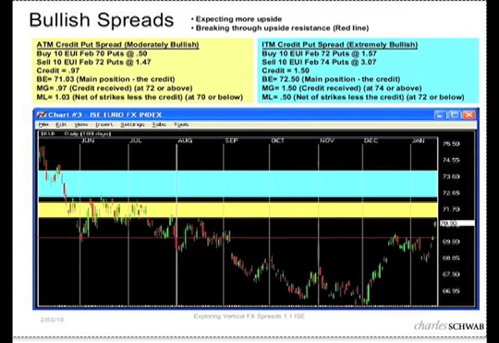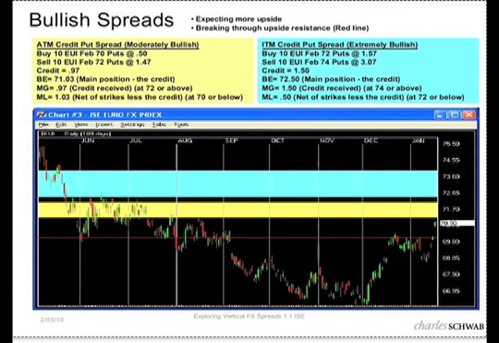72 minus the credit of 97 brings me to a break even of 71.03. Well, look where the index is at right now. It's at 70.90. In order to make any money at all on this spread, I need this index to at least get up to 71.03, which happens to be at the bottom of that beige zone. And as you can see, that's just slightly above the current candle and where it's at right now. If it doesn't get at least up to 71.03, I'm not going to make any money, right?